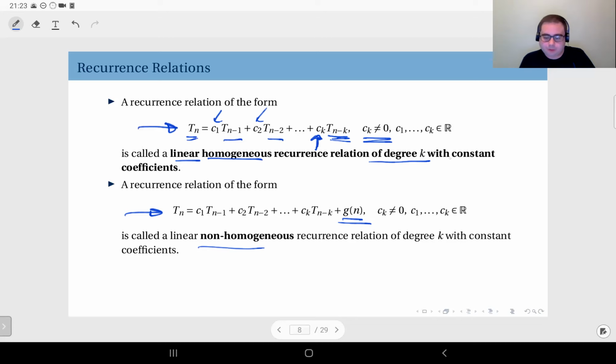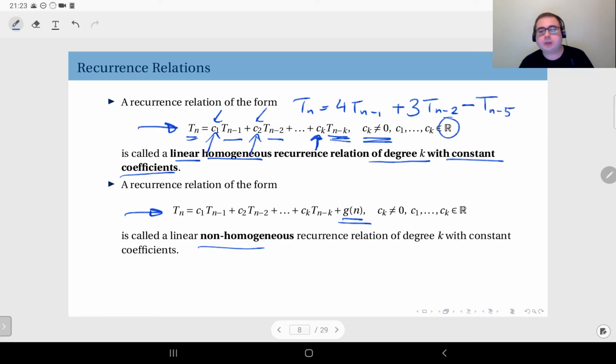And finally, constant coefficients. Obviously, it refers to these c values, c1, c2, etc., up to ck, which are all fixed real numbers. So they are not functions of n, they are not functions of Tn's, they are just simple real numbers. Okay, so like Tn equals 4 Tn minus 1 plus 3 Tn minus 2 minus Tn minus 5. So this is a linear homogeneous recurrence relation of degree 5 with constant coefficients.